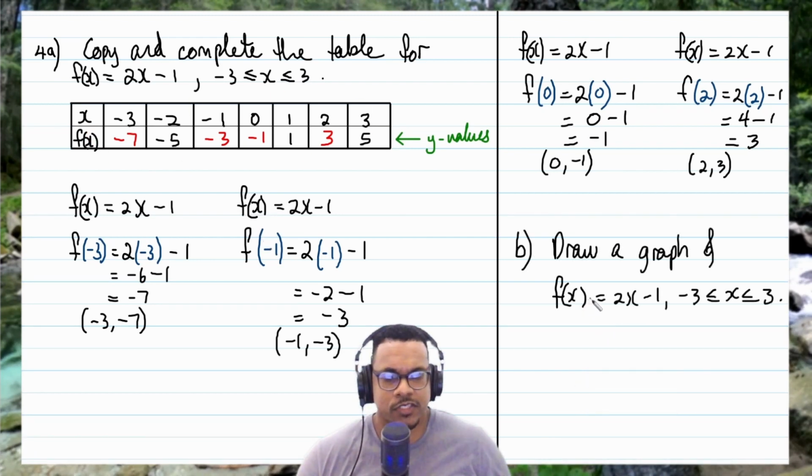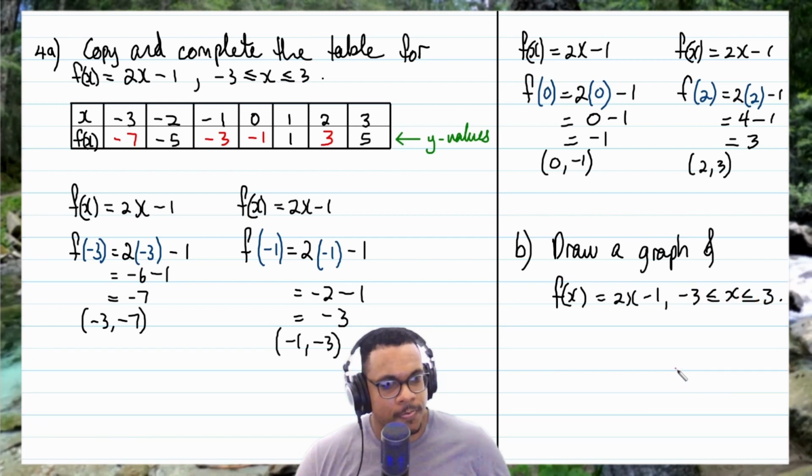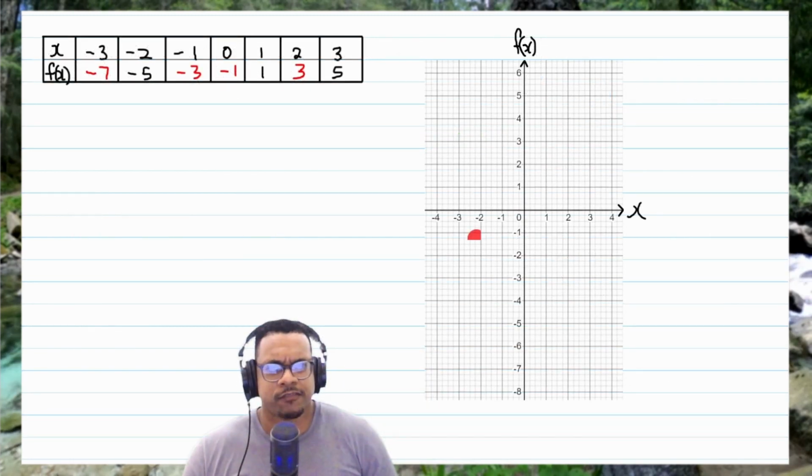So part B of this question, we're going to draw a graph of the function f of x being equal to 2x take away 1 for the domain x between -3 and 3 inclusive. So here I have my Cartesian plane. So my vertical axis would be my f of x axis, which is y, and my horizontal axis would be my x-axis. So the horizontal axis is the domain, and the vertical axis is your codomain. So now I'll plot the points in my table.